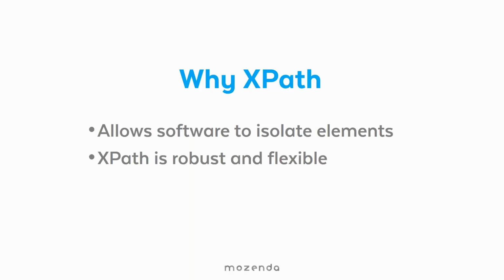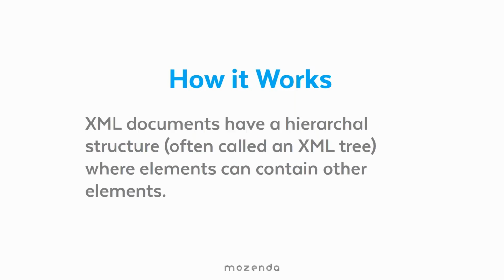And on top of that, XPath is robust and flexible enough to navigate even complex web pages, which, of course, we'll be exploring in greater detail later. So let's talk briefly about how XPath works in practice. As I mentioned earlier, elements need to be selected by our software in order to use the website in an automated fashion. This is possible because XML documents have a hierarchy-based structure, also called an XML tree, that shows how elements are related.